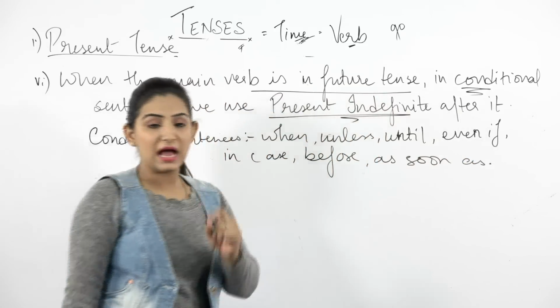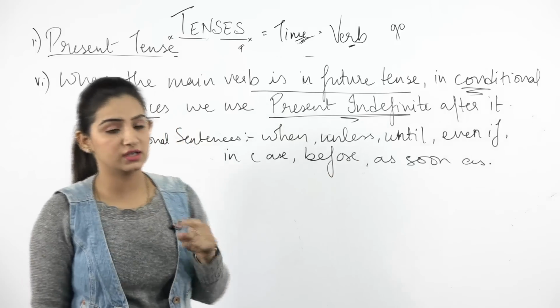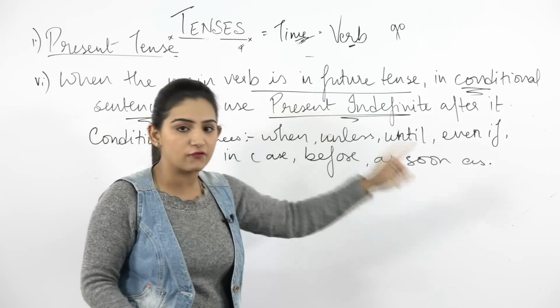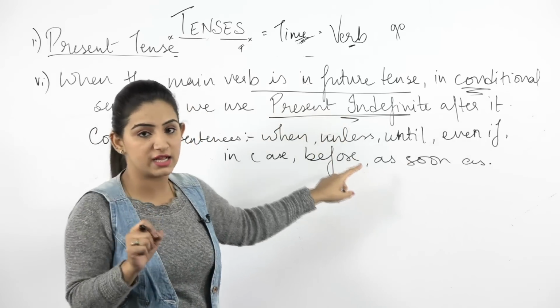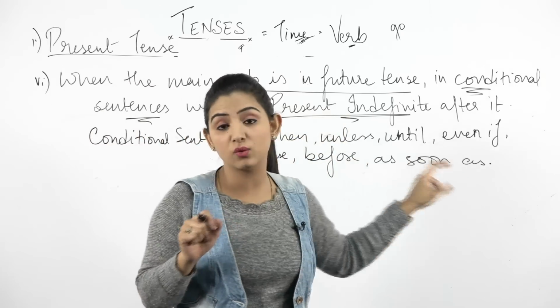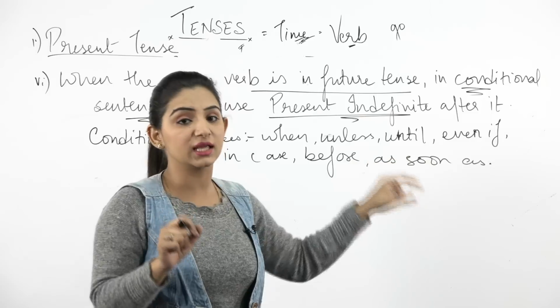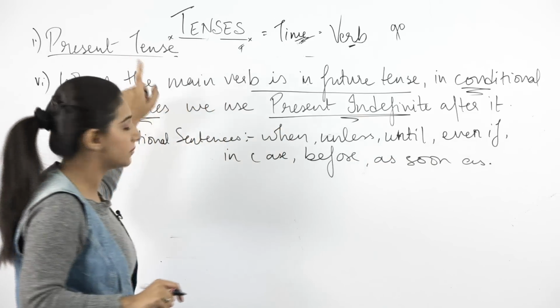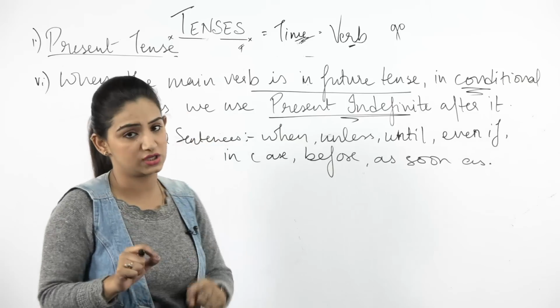Now, if you have any of these words given in a sentence, in that case, you will use present indefinite after these words. अगर किसी सेंटेंस में आपको ऐसा वर्ड दिखाई देता है, तो इनके बाद जो वर्ब यूज होगा वो हमेशा प्रेजेंट इंडेफिनिट, जो कि सिंपल प्रेजेंट टेंस है, सिंपल प्रेजेंट टेंस में होना चाहिए. ठीक है.